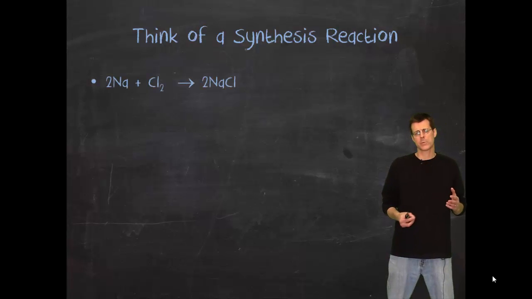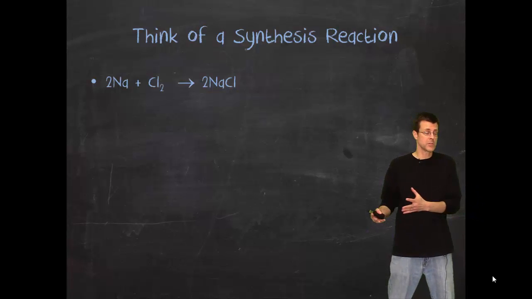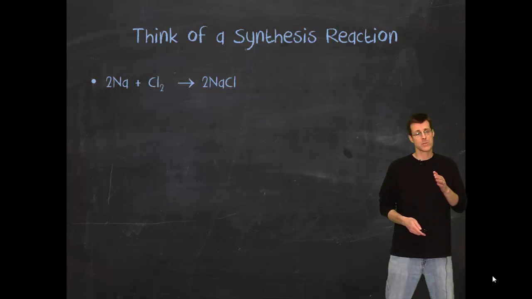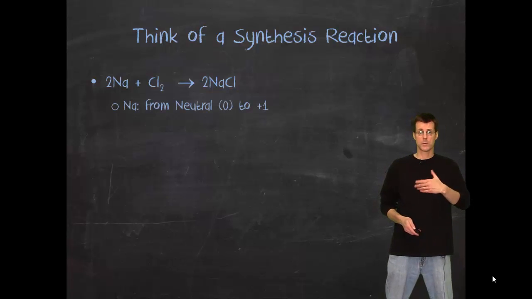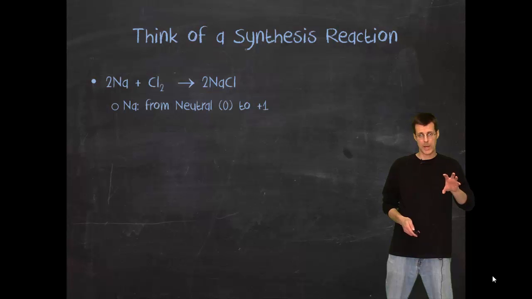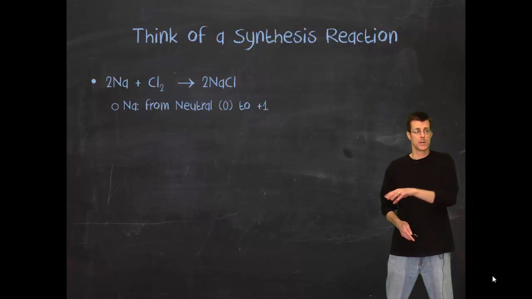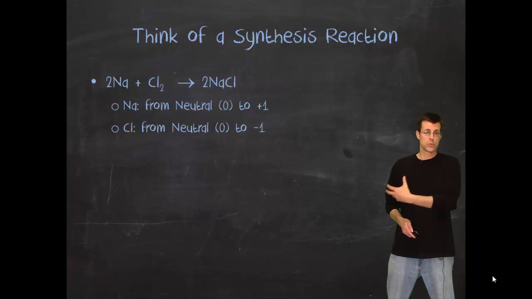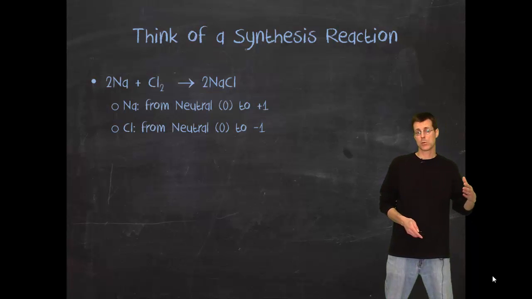Let's start with a synthesis reaction. In a synthesis reaction, of course, we know that two things combine to make something new. Often two elements combine to form one compound. So in this one we have sodium and chlorine forming sodium chloride. And the sodium, if we follow it through the reaction, starts out as a neutral sodium atom and becomes a sodium ion, new stuff. The chlorine starts out as a neutral chlorine atom and becomes a chloride ion, a 1- ion.